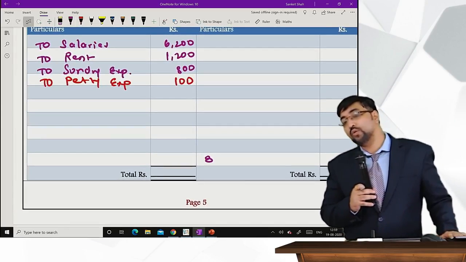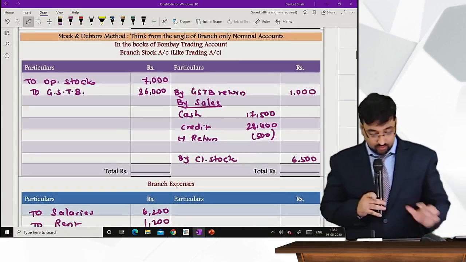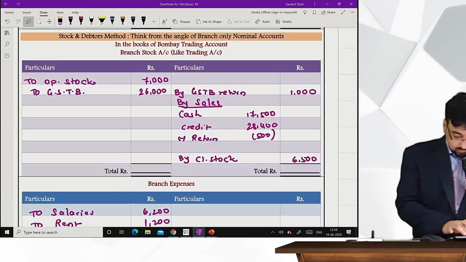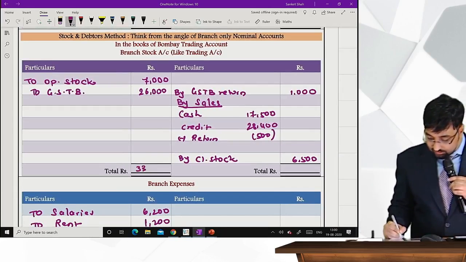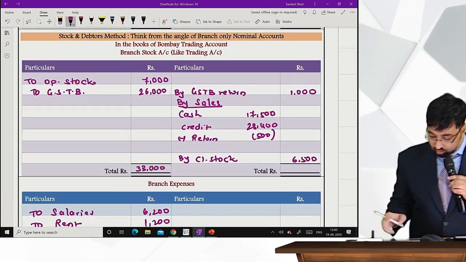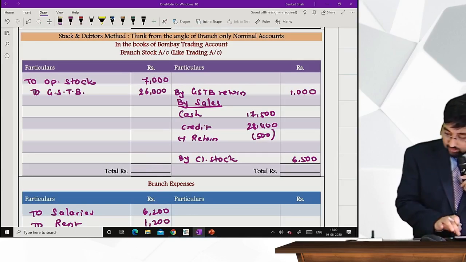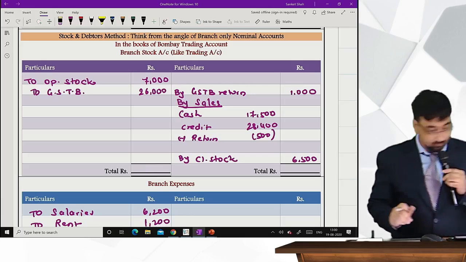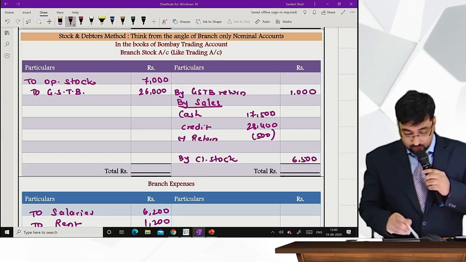So now we are going to close all accounts. Yes, trading account. 7 plus 26 is 33,000. Oh, sorry. First we'll take a total of credit side. 17.5 plus 28.4 minus 0.5, which is equal to 45,400.